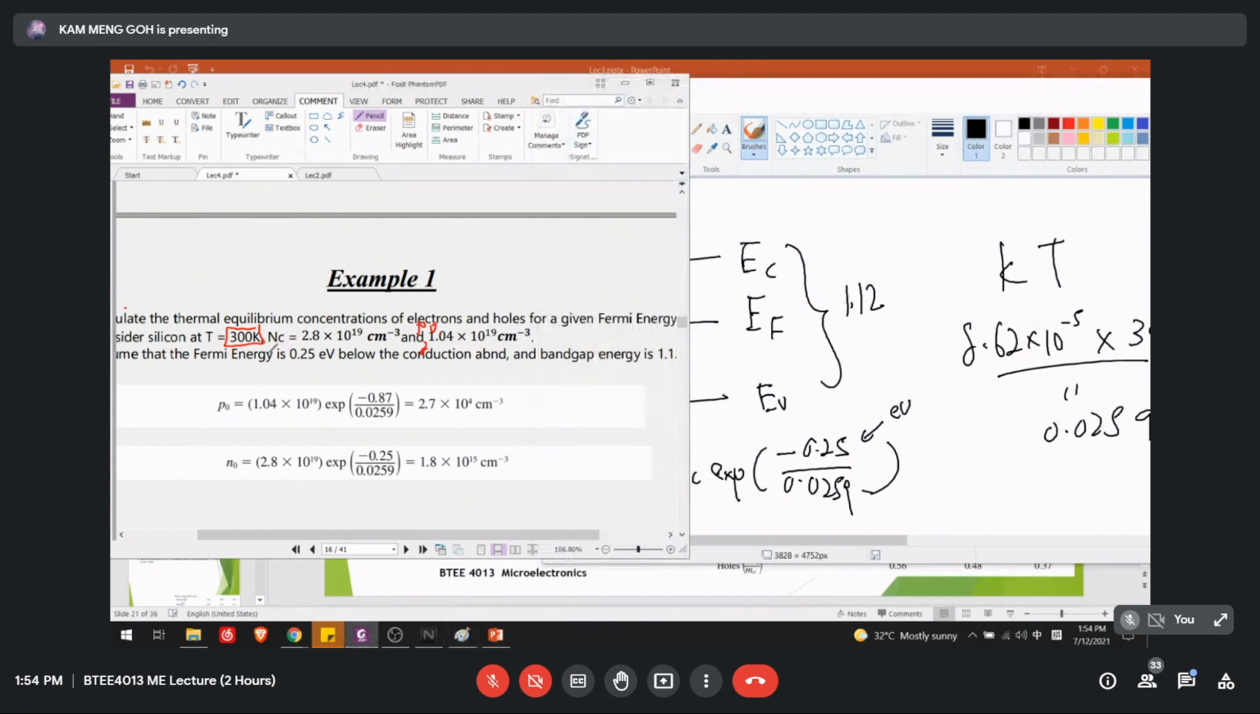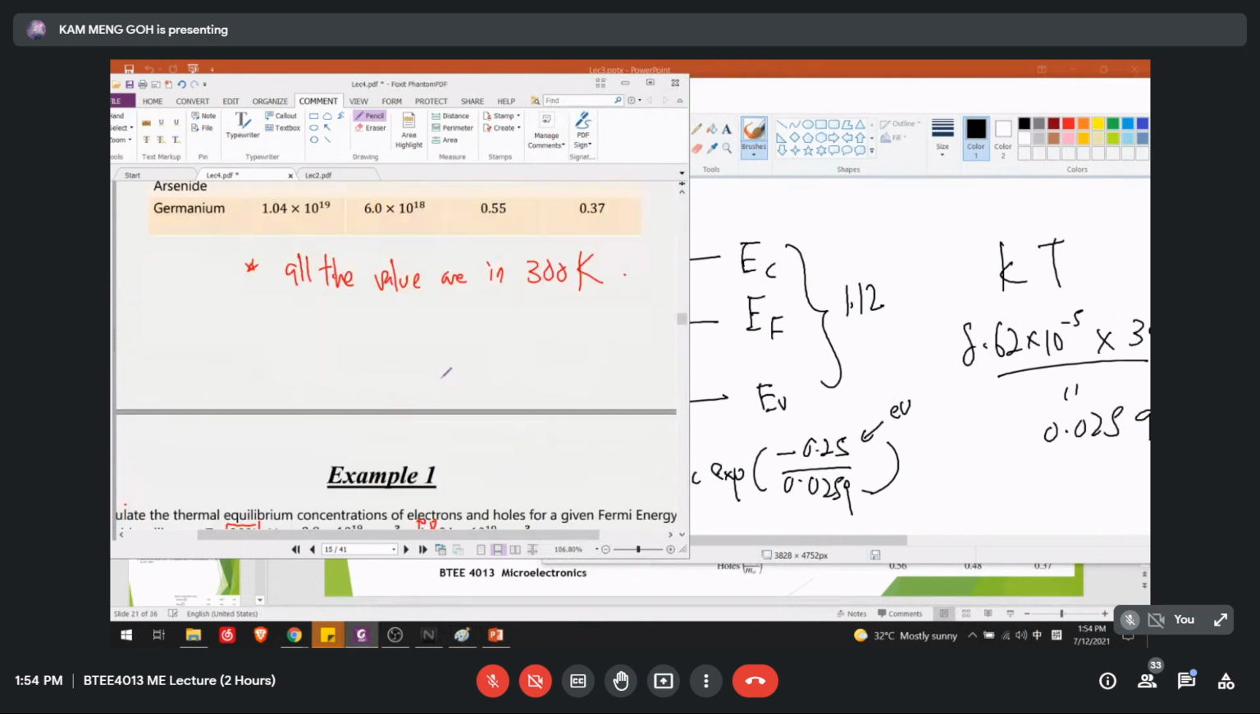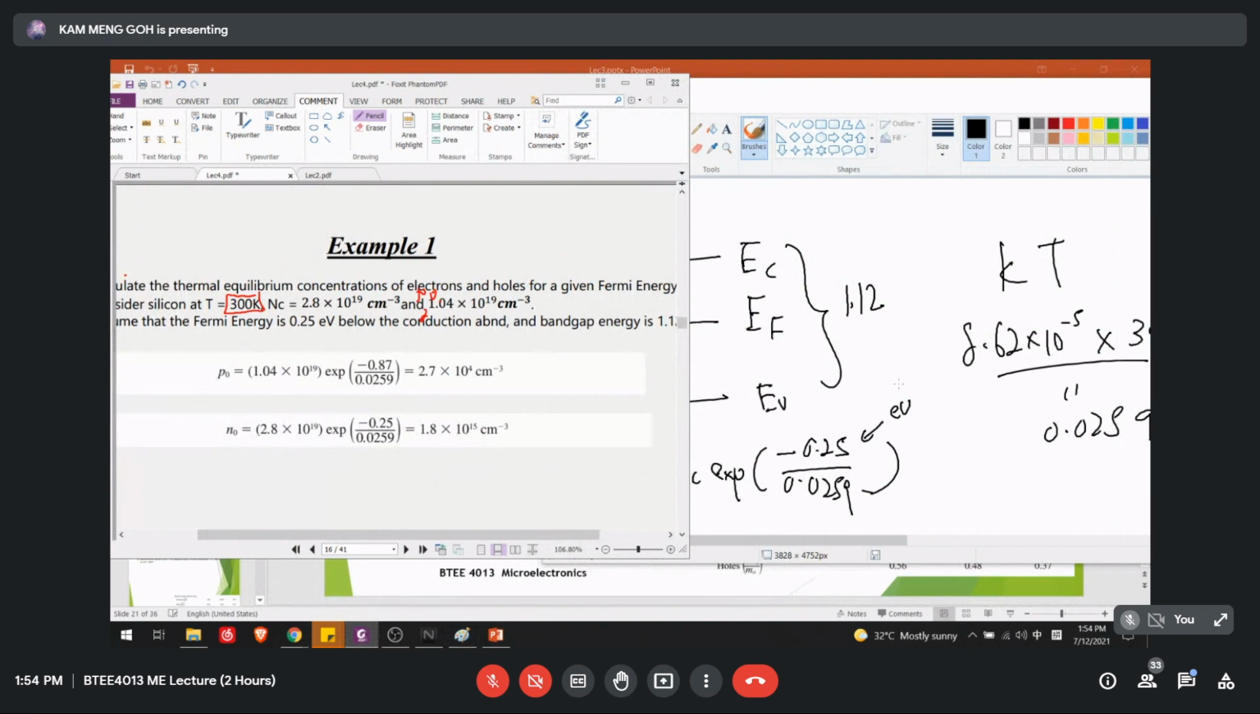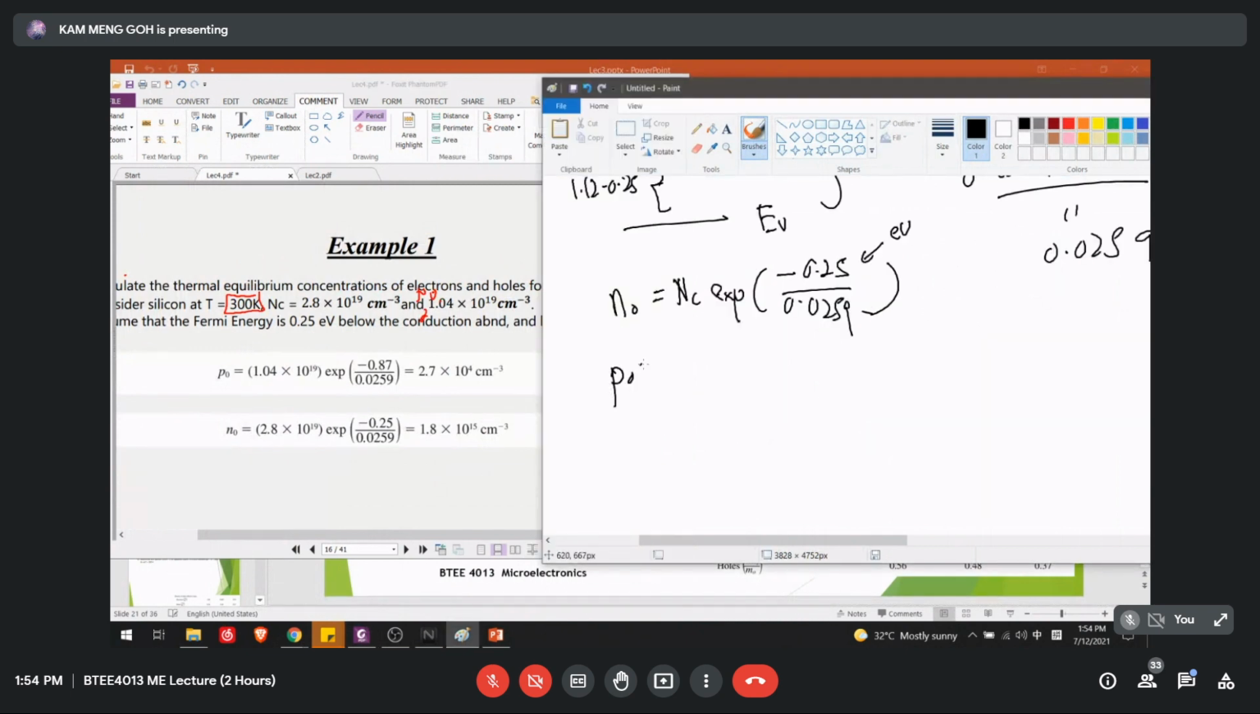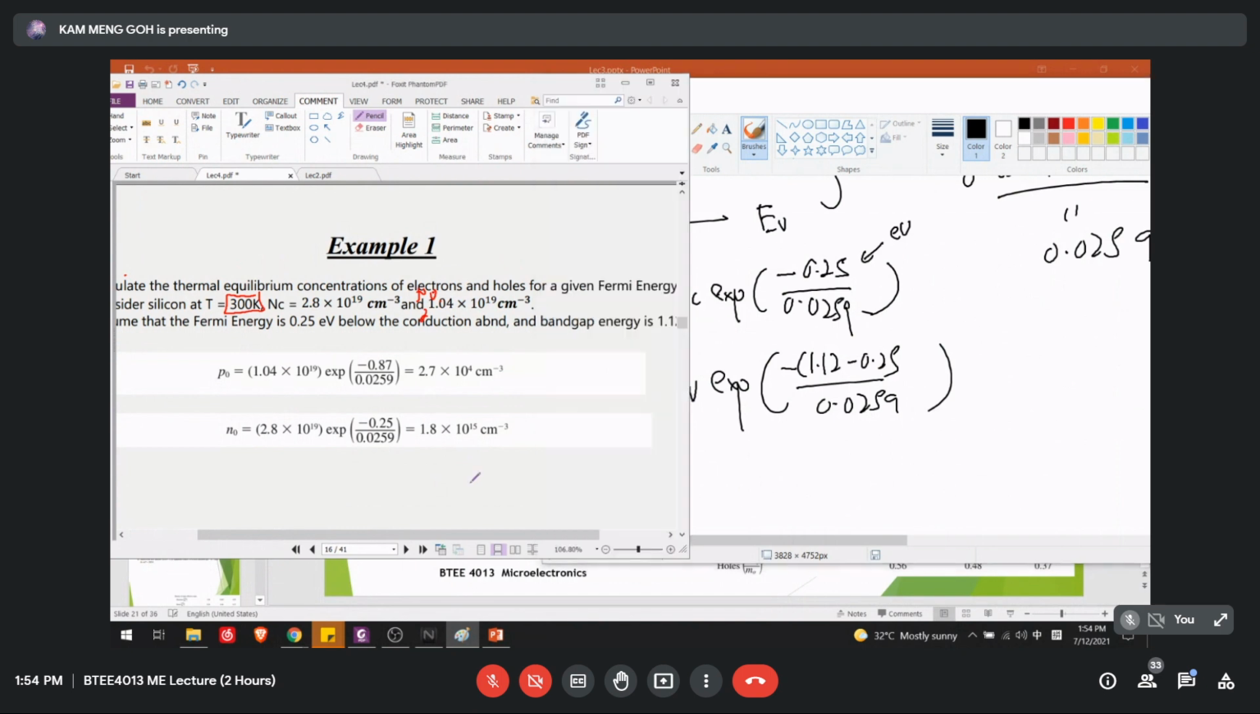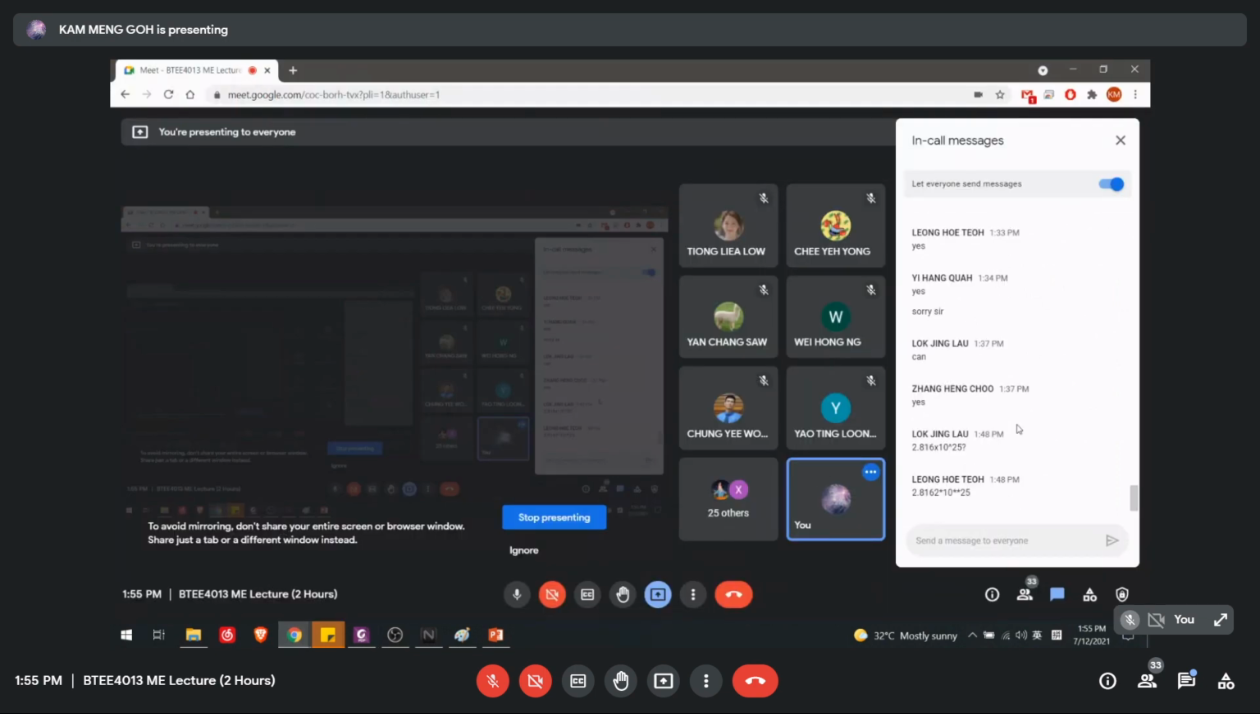Okay, this NC you can obtain based on table 2.8. You just need to replace it inside there. Same thing here. p0 equals NV exponential, right now this one is negative (1.12 minus 0.25) over 0.0259. NV, also according to the table, is 1.04 times 10 to the power 19. So by replacing all the values inside there, you can very fast get your answer. And your answer must be in centimeter minus cube. Okay? Any question at this stage? Any question?